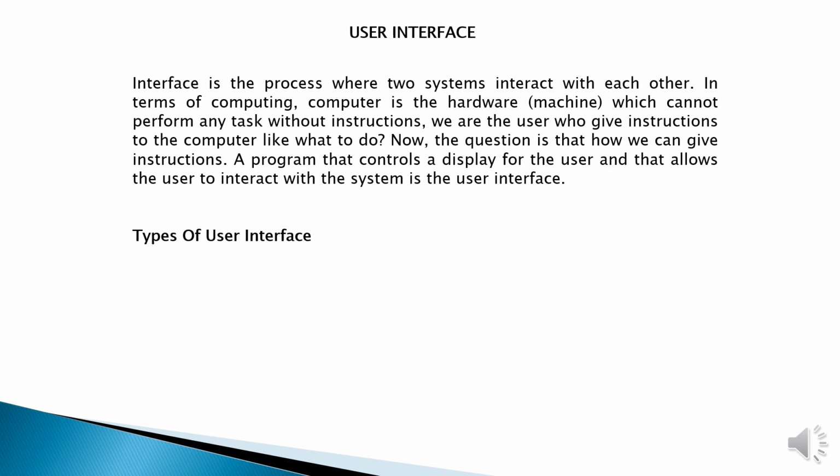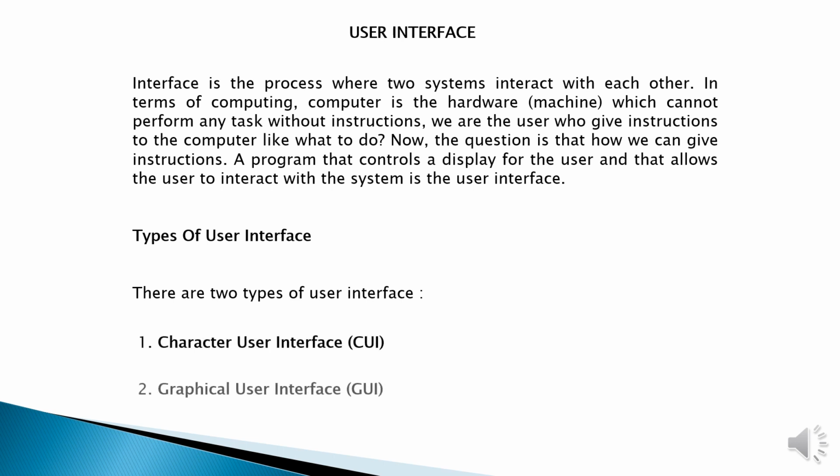After getting the hardware part, we cannot work on it without using the operating system. So what is an operating system? Operating system is an interface between user and computer. So who performs the task between the user and computer? Operating system. This operating system is an interface between user and hardware. Types of user interface: there are two types of user interface, CUI and GUI. These are the two interfaces we use.